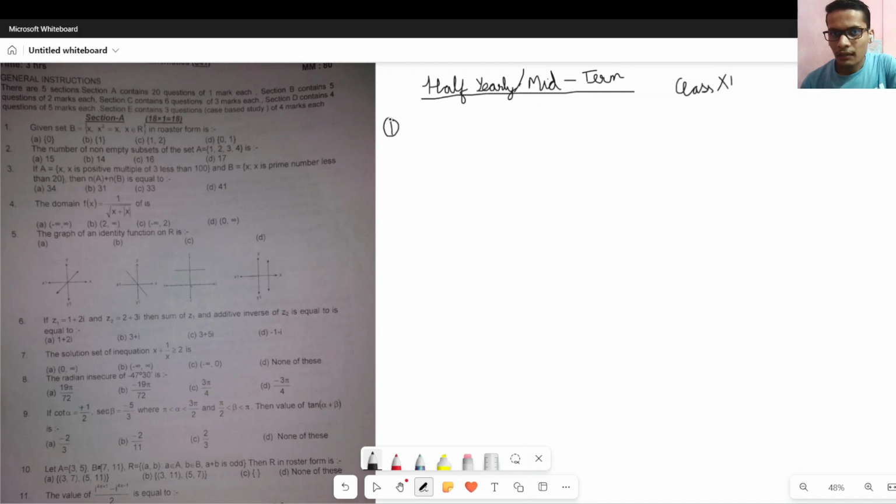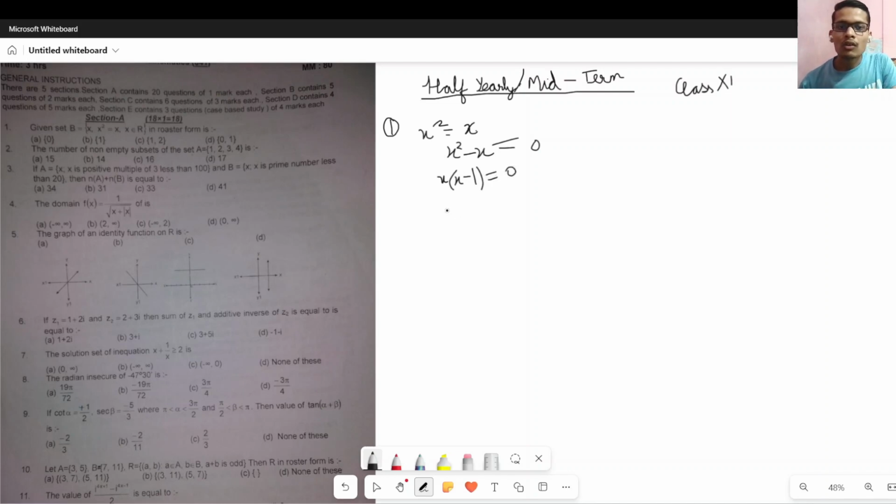The first question says that we are given a set B in set builder form and we have to write it in the roster form. The condition that is given to us is x square equals x. How can we find the elements in this set? So we will write x square, transposing x to the left side, equals 0. Now taking x common, x into x minus 1 will be equal to 0.